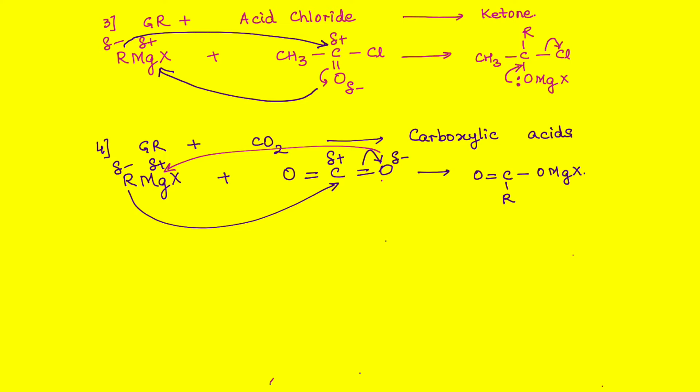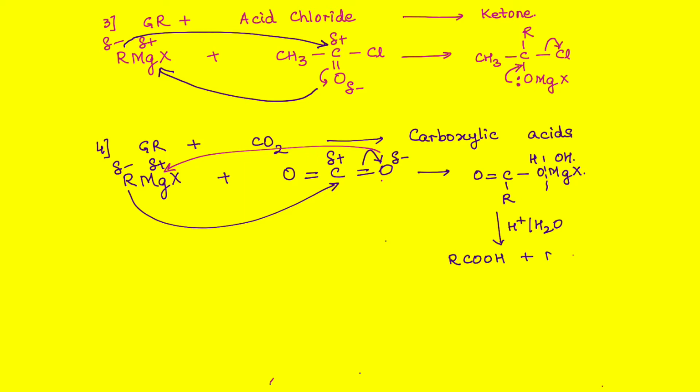What's our next step? Yes, of course, acidic hydrolysis. H positive, water. Let's keep things simple. So I'll have over here H and OH. What do we form? Look at this. R, C, double bond O, OH. What is this product? Yes, it's a carboxylic acid.